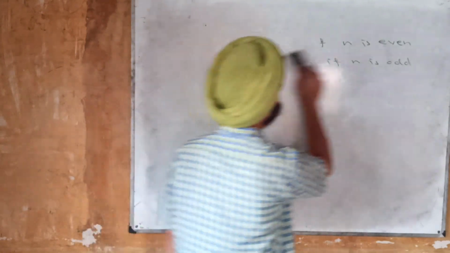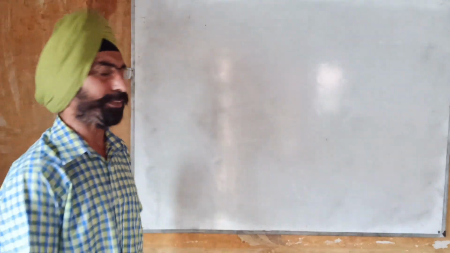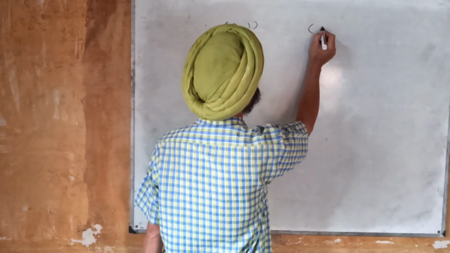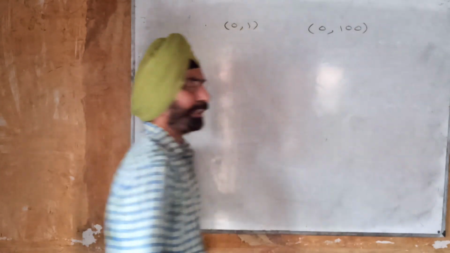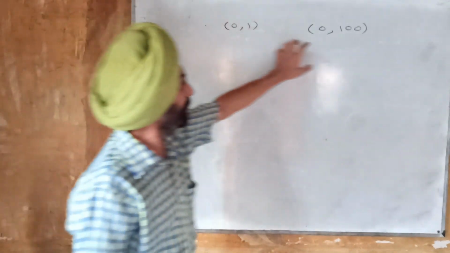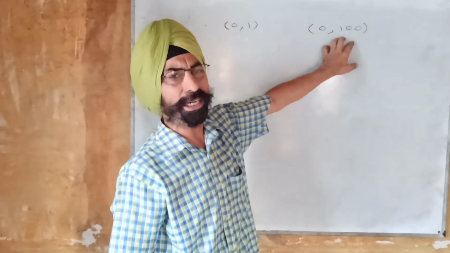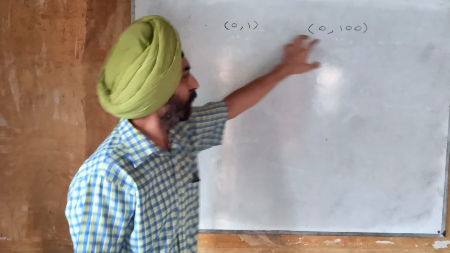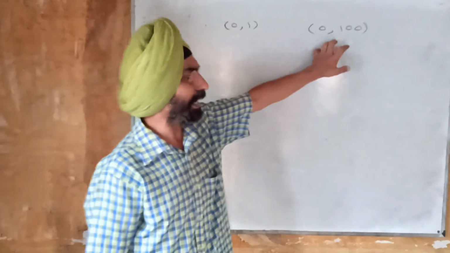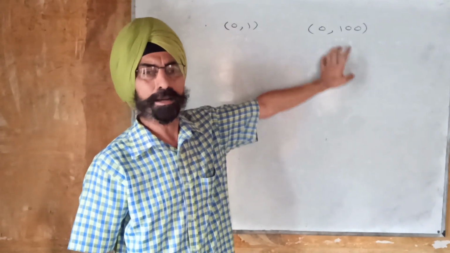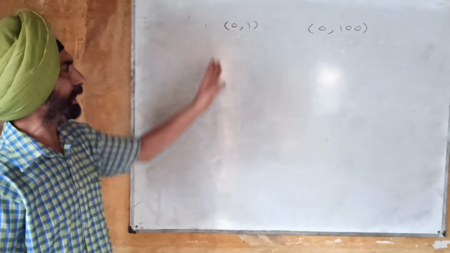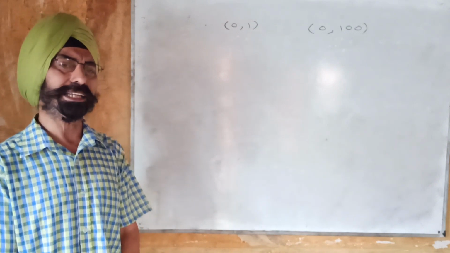Another very interesting question. If I ask you, I am having two intervals. One is the open interval 0, 1 and another is the open interval 0 to 100. That means the set of all real numbers between 0 and 1 and the set of all real numbers between 0 and 100. If I ask you which of these two sets have more number of elements, once again your quick answer will be the second one. But once again the answer is not correct, because once again they are having the same cardinality.